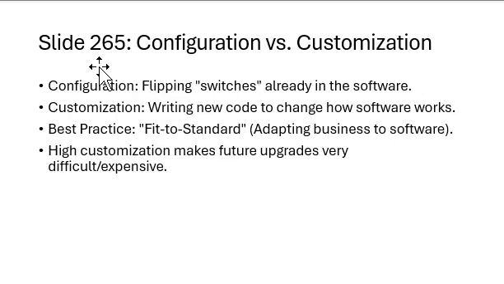Okay, next we have configuration versus customization. Okay, so configuration means adjusting existing ERP software settings. Customization means writing new code to change behavior. So the best practice is the fit-to-standard approach to ERP. Fit to standard adapts a business process into the software, and heavy customization increases upgrade difficulty and cost.